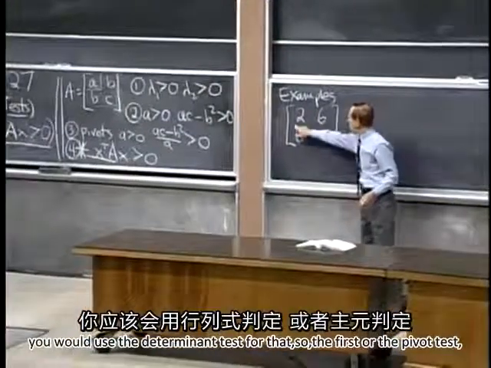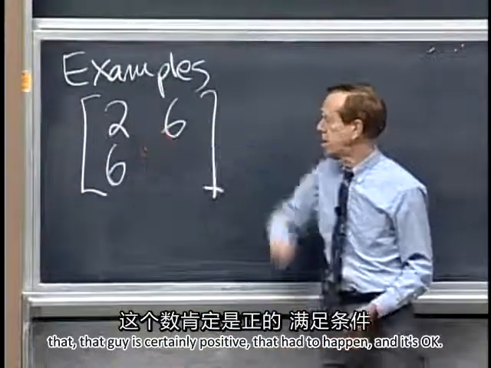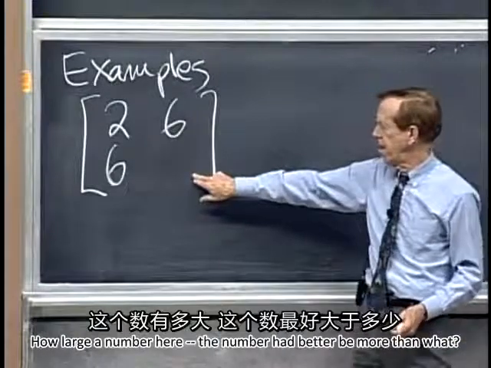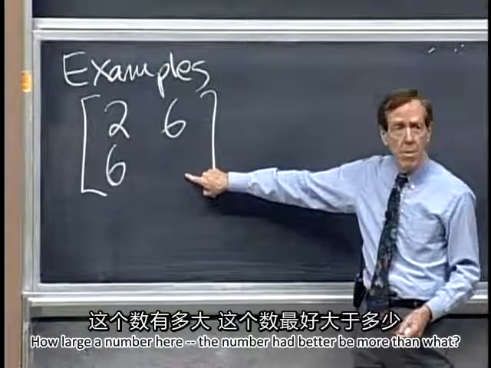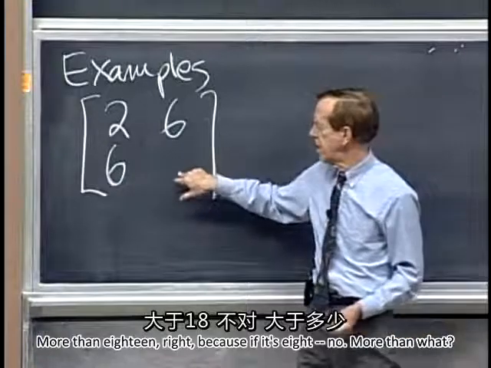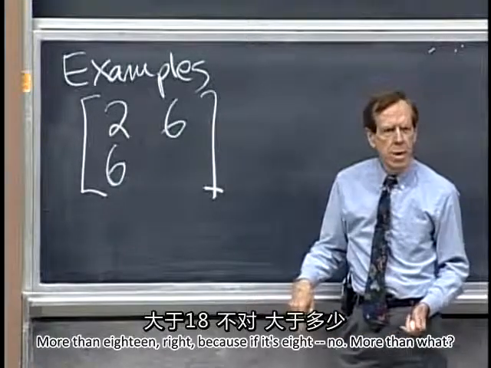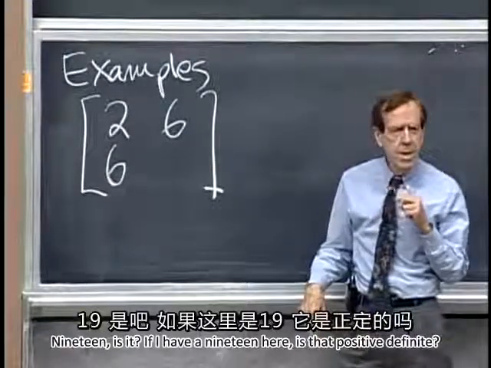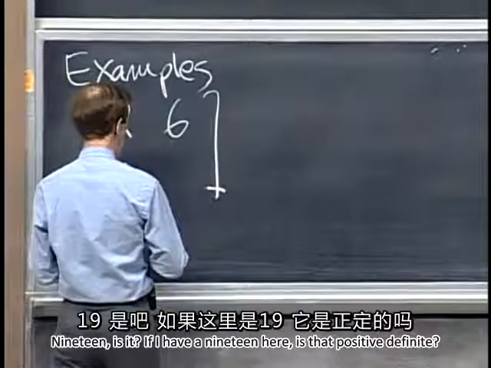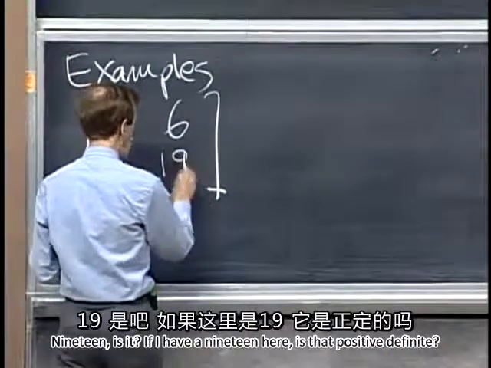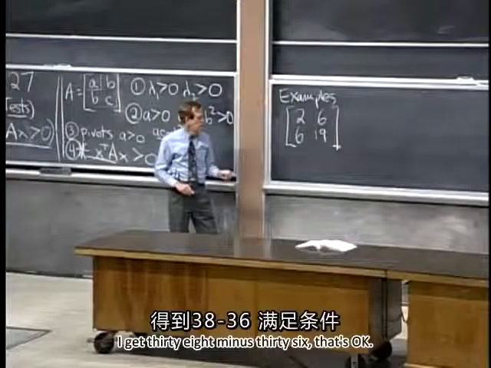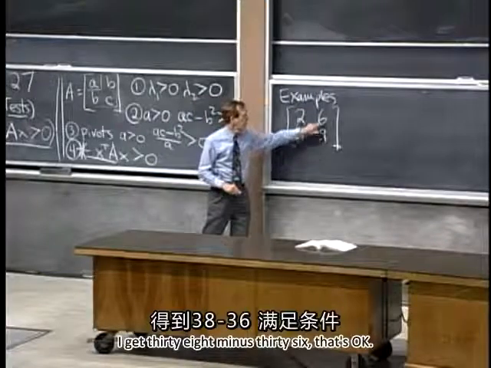So the first, or the pivot test, that guy is certainly positive. That had to happen, and it's okay. How large a number here? The number had better be more than what? More than 18, right? If I have a 19 here, is that positive definite? Yeah, because I get 38 minus 36. That's okay.